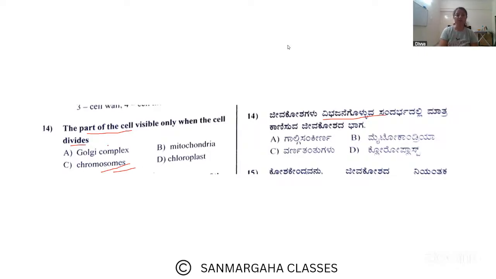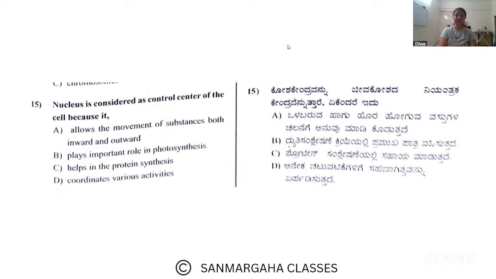So our option is C, the part of the cell visible only when the cell division takes place, that is chromosomes. Okay, yes. So moving on to the next question.